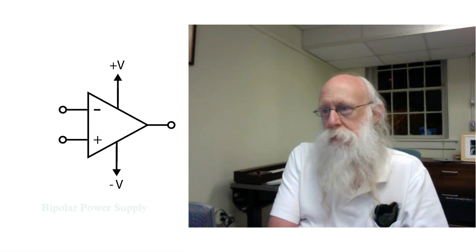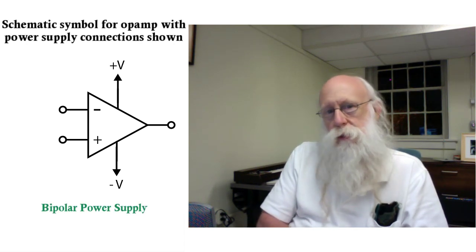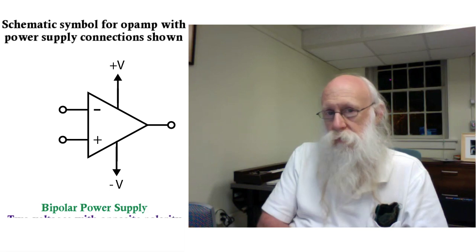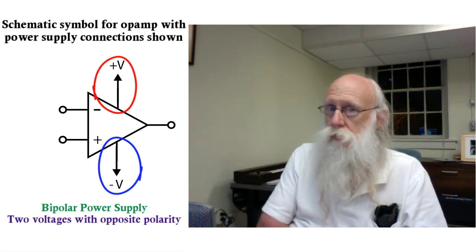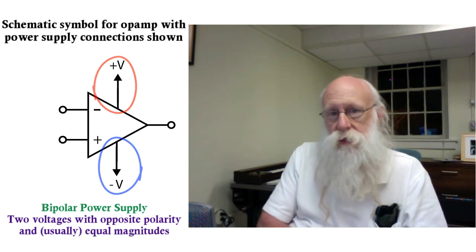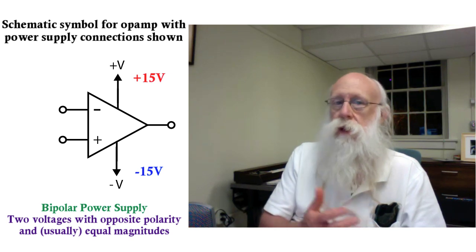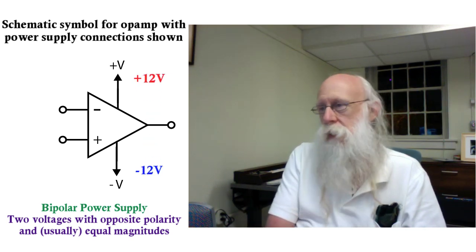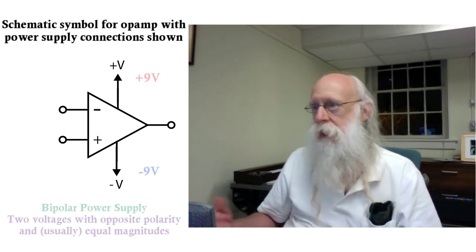Most op-amps are powered by what is called a bipolar power supply. This basically means that you have two voltages, a positive voltage and a negative voltage, and usually these are the same magnitude. One very common possibility is plus and minus 15 volts, but it's not uncommon to see plus and minus 12 or plus and minus 10 or plus and minus 9.